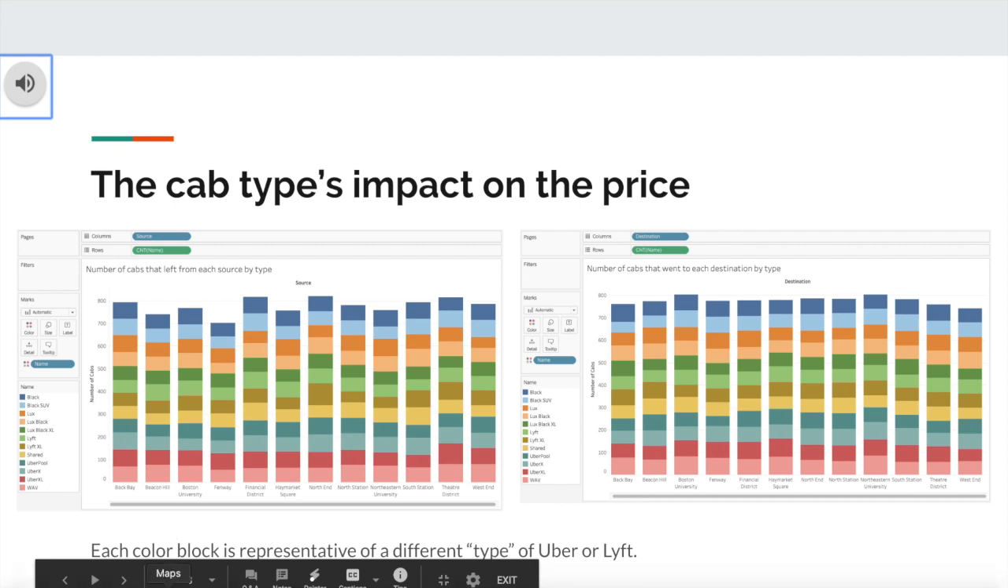Next, we have bar graphs presented that are meant to display the cab or ride type's impact on the price. Each bar represents a location, and each segment of each bar represents the amount of cab types taken either from or towards each location. The purpose of this visualization was to determine whether certain cab types were popular in certain locations. However, as you can see from the relatively equal sizes of the segments, the results are fairly inconclusive.